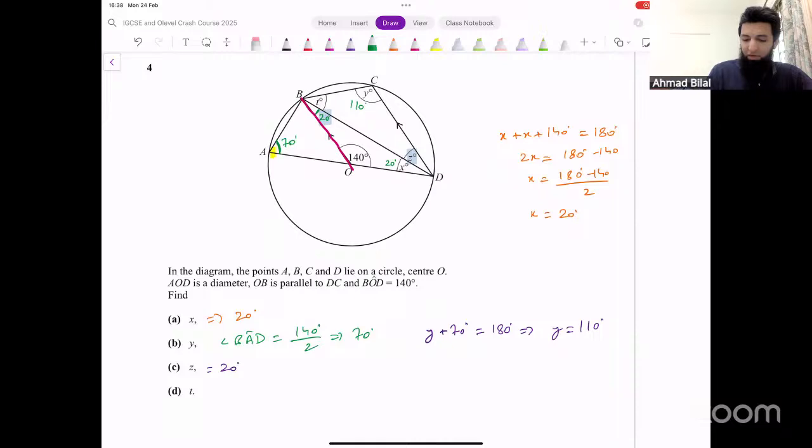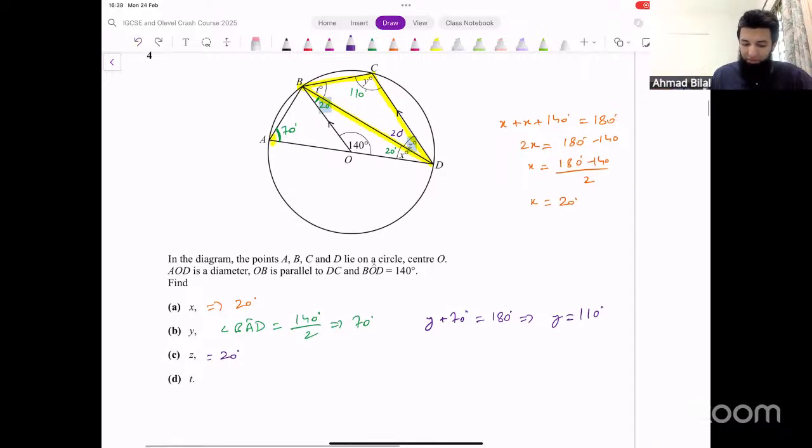That's straightforward now. Once we have the angle Z, we can think of this triangle now, BCD triangle. In this triangle, we already know two angles. One is 110 and the other we found to be 20 degrees. What's the remaining angle T? That would just be 180 minus 110 minus 20, and that turns out to be 50 degrees. So this angle is supposed to be 50 degrees.